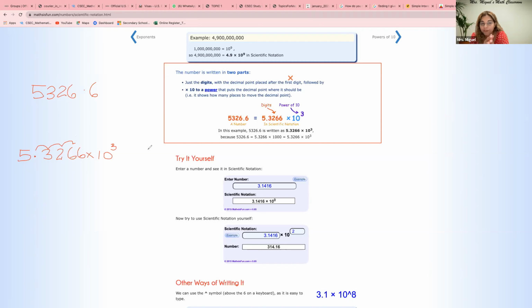So standard form, we put the digits first, we put the decimal point after the first digit, and we multiply it by 10 to some power. The power of 10 is the number of spaces I move the decimal point to get back the original number.